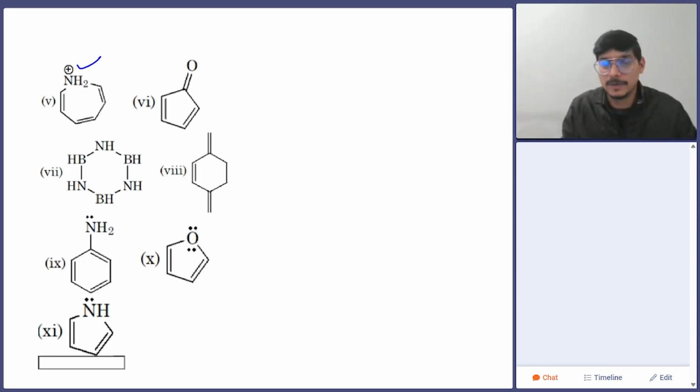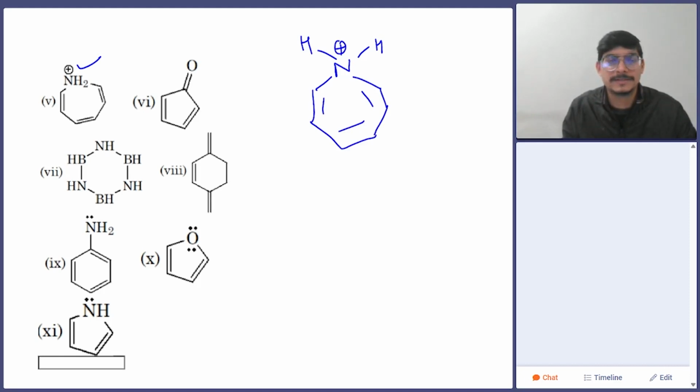This one is not aromatic. You might think it is, but actually this nitrogen breaks the conjugation. It is sp3 hybridized with no p orbital, so this is not aromatic. This is anti-aromatic definitely, with 4 pi electrons.